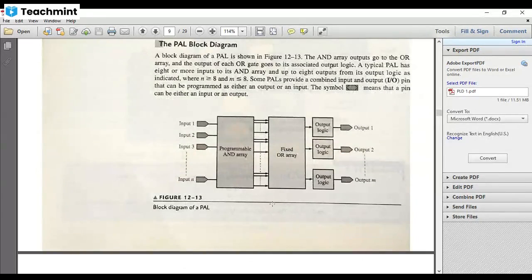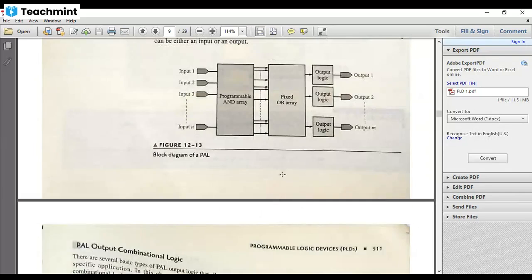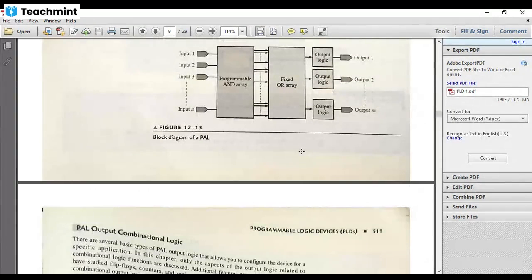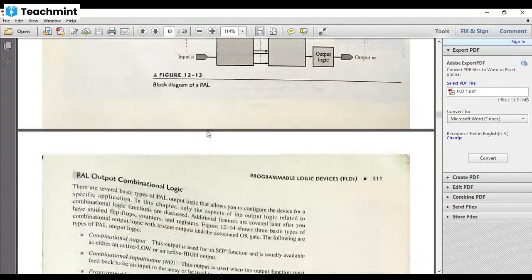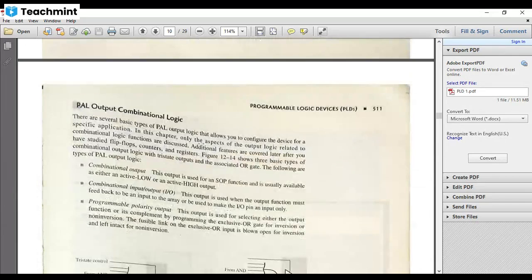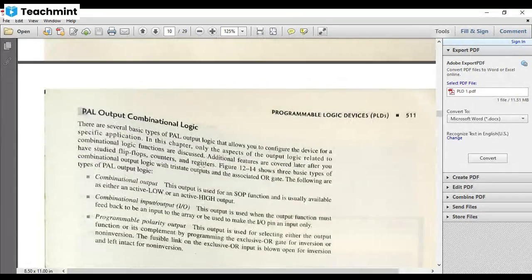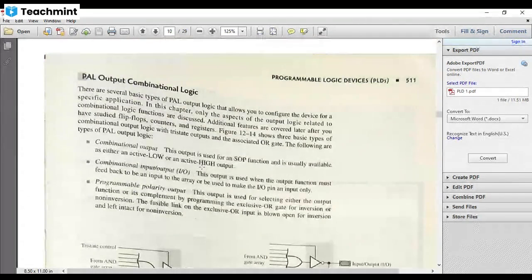As I told you, there is the output logic. Now this output logic is of three types. As we discussed, this PAL structure has an output as a fixed OR array along with the output logic.